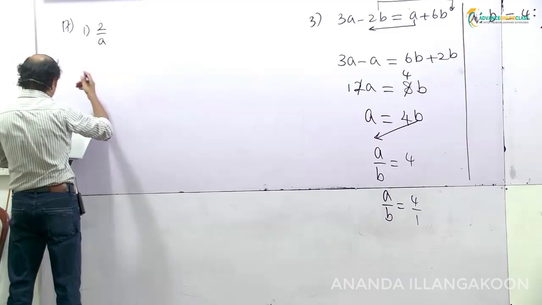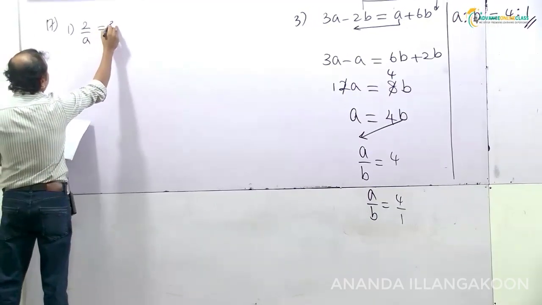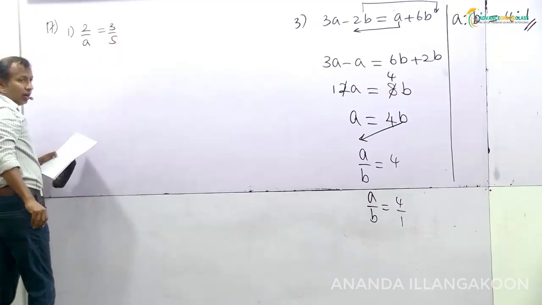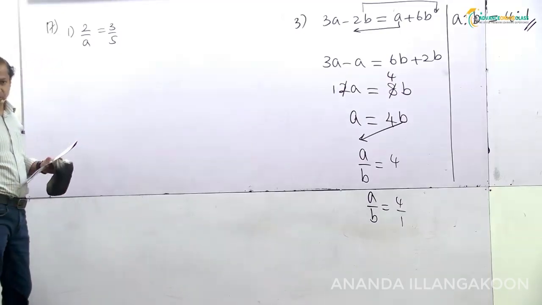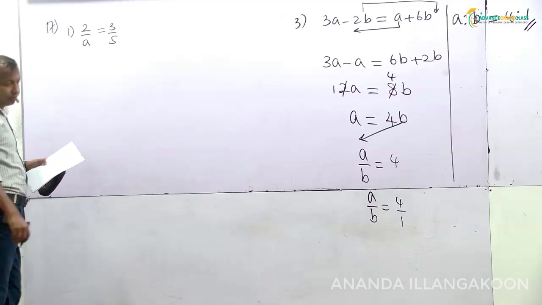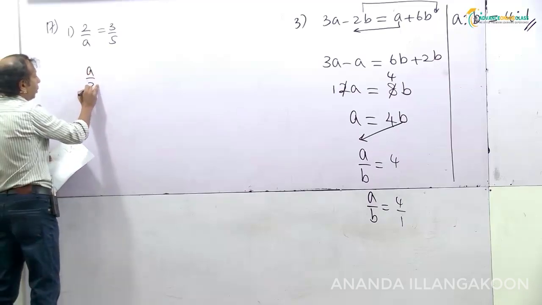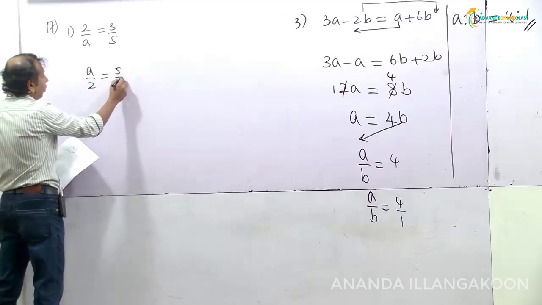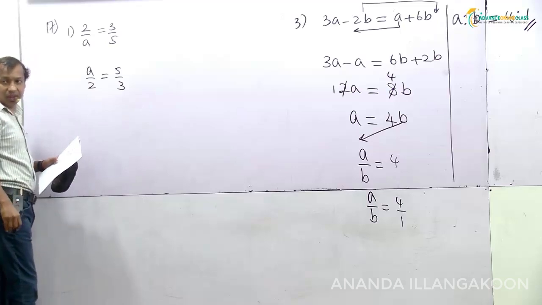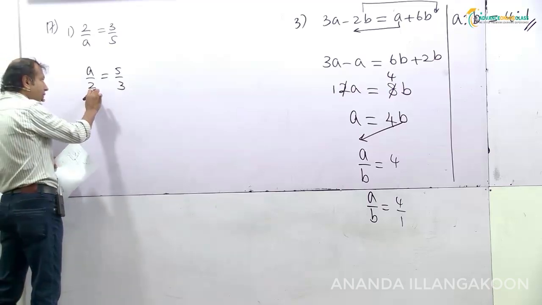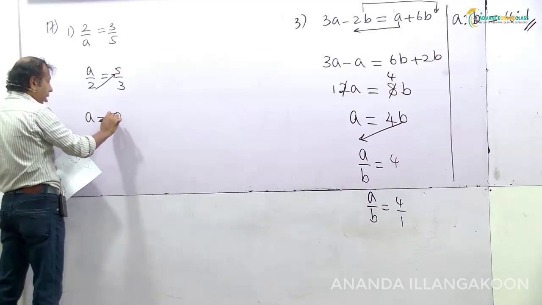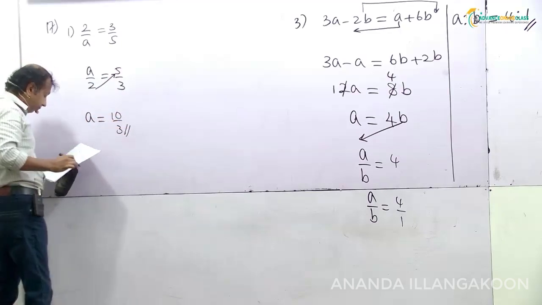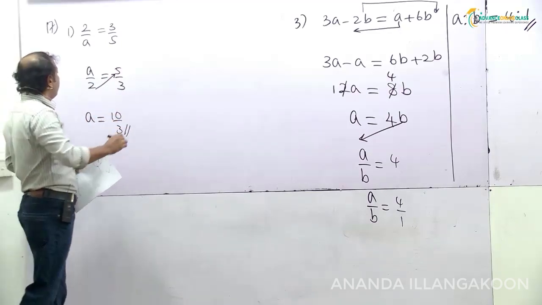Two upon A equals 3 over 5. What is the easiest way? First take the reciprocal on both sides. A over 2 equals 5 over 3. Secondly, we'll use cross multiplication this way. A equals 10 over 3.